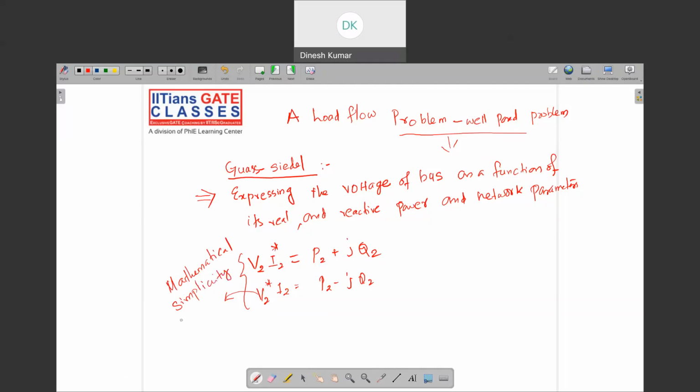Right. This is basically mathematical simplicity. So we can write V2 star into I2 as basically V2 plus JQ2. That means I2 is basically (V2 minus JQ2) by V2 star. Right. That is basically I2 here.